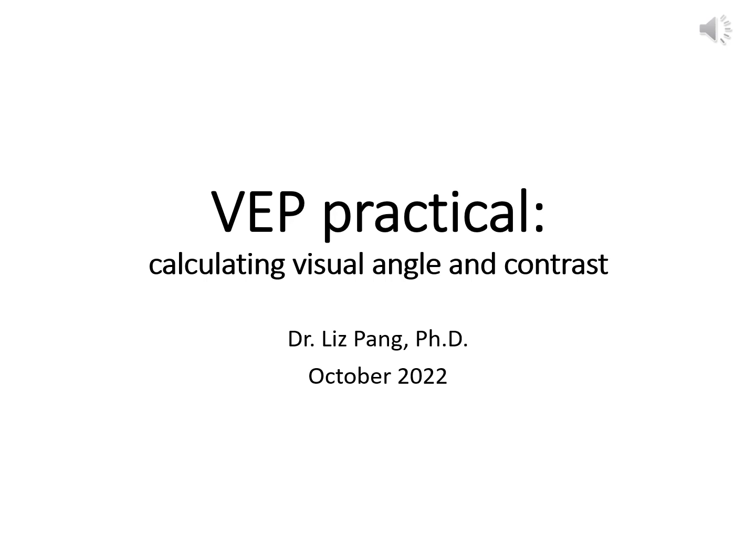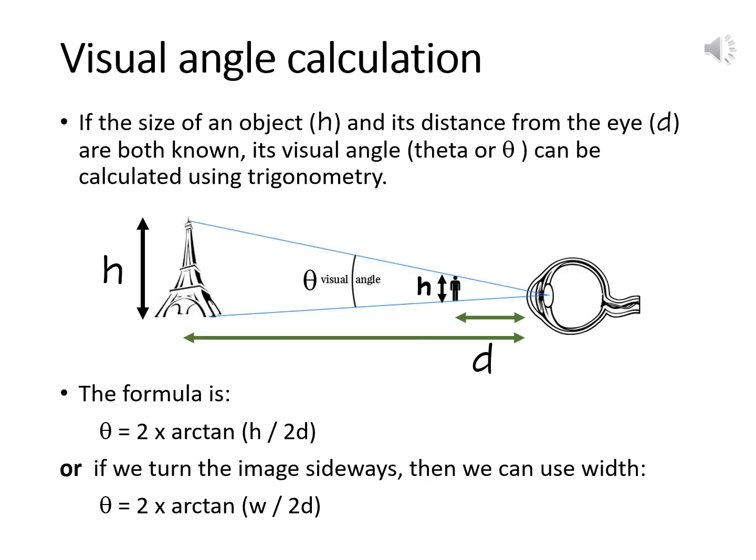In this module, we will review the formula for calculating visual angle and contrast, and we'll work through some examples together. For visual angle calculations, we can use trigonometry to calculate the visual angle if we know the size of the object and how far it is from the eye. In the formula, the size of the object is given the variable h. The distance from the object to the eyeball is given variable d.